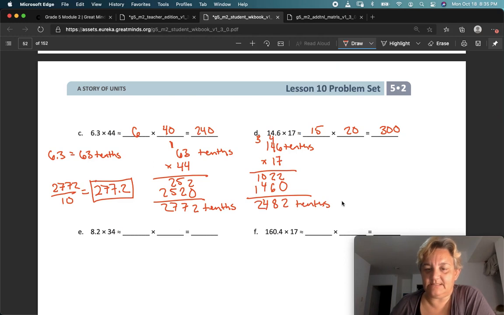And that, in standard form, is, I'm starting to drop a few steps because I think you're seeing it over and over and over again now, 248 and 2 tenths. Okay.